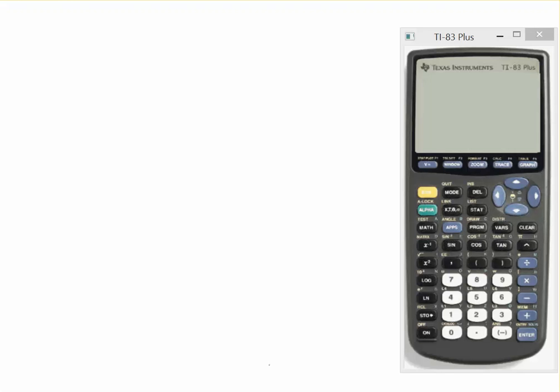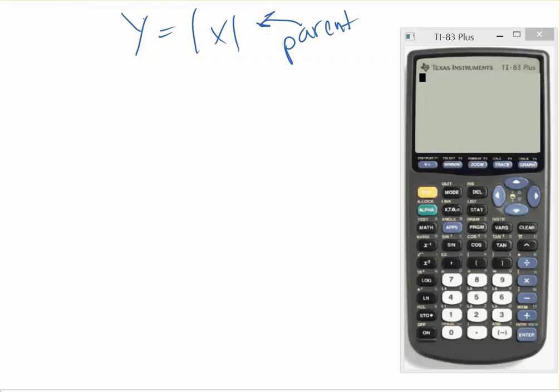2.7 is a little bit harder, so it's important that you actually watch this video and try the things I'm telling you to try. It's about transformations. So we start with a parent function. Let's say y equals absolute value of x. This is called a parent function because it is the easiest function of absolute value. It's easy. Y equals absolute value of x.